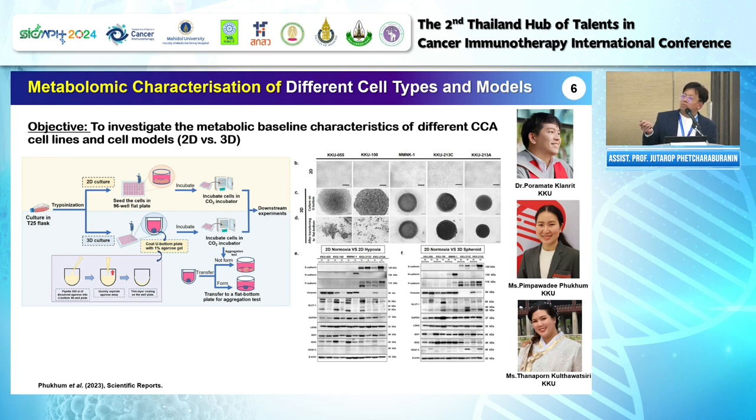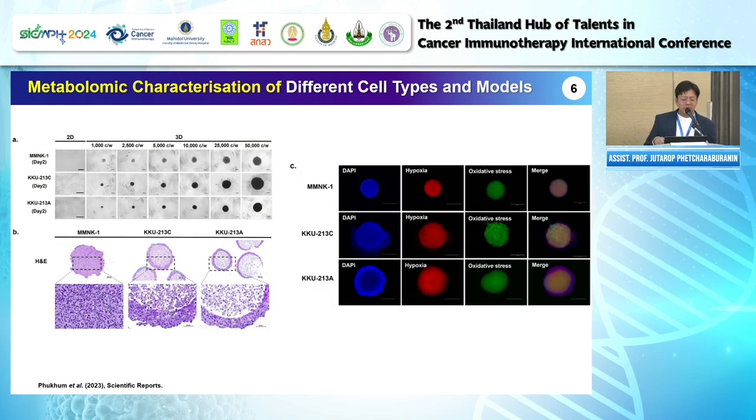We also performed Western blotting to investigate the cell adhesion proteins from either 2D or 3D for each and every cell line. Then we tried using different numbers of cells. This slide shows the characterization of the 3D multicellular spheroids, and panel A shows the CCA and cholangiocyte cell lines varied in seeding numbers from 1,000, 2,500, 5,000, 10,000, 25,000, and 50,000 cells.